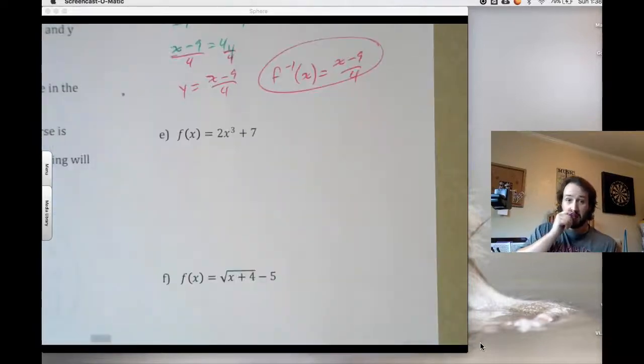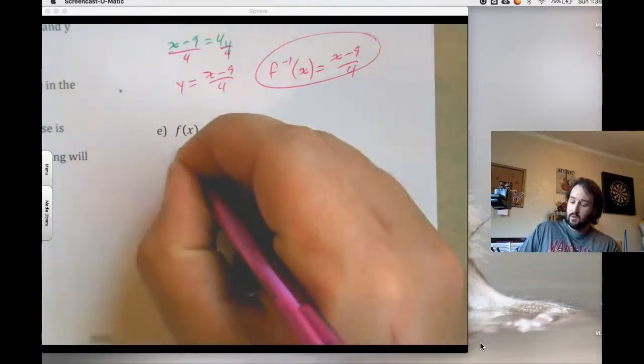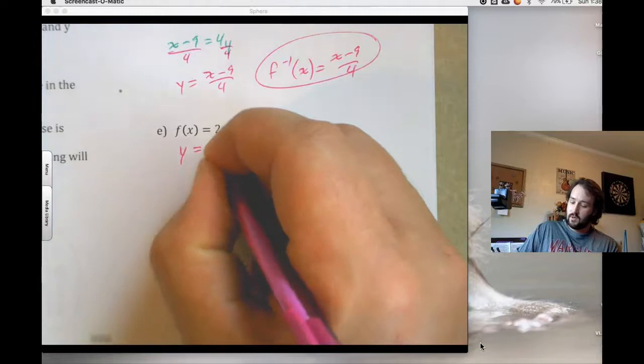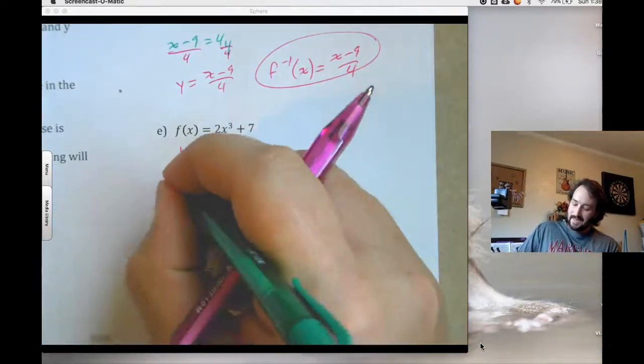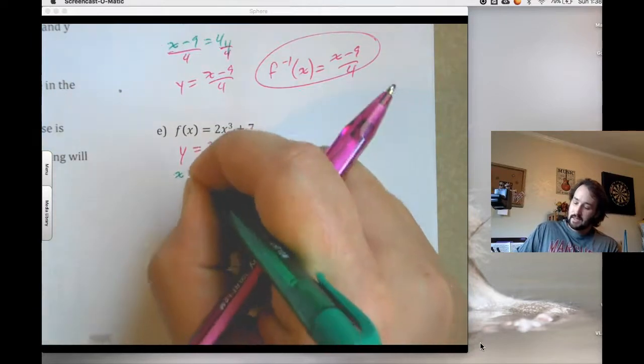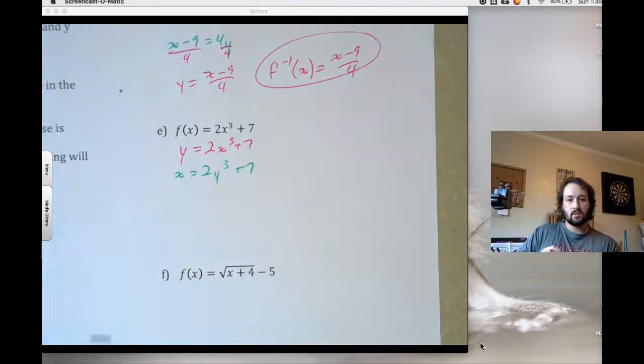All right, moving on. Now, notice we have a cube in there. So this doesn't really change that much. Still, exactly where they are. So y equals 2x to the third plus 7. So I need to switch x and y exactly where they are. Do not change anything else. So notice that cube still stayed where x was, because now that becomes a y.